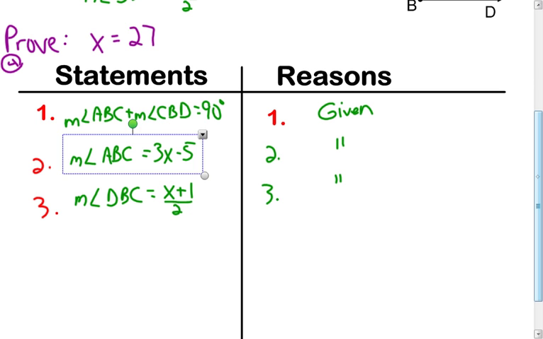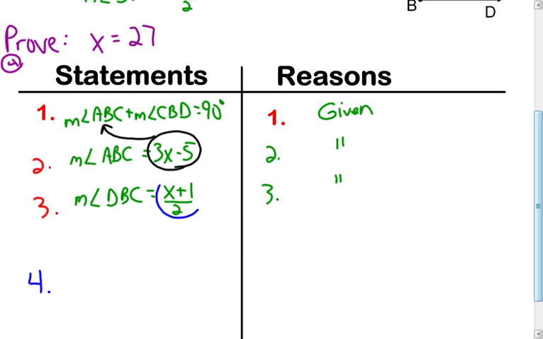Now from here, what I'm going to do in my statement 4, I'm going to take everything from here, and I'm going to put it right there. Because it's the measure of angle ABC. Well, it tells us the measure of angle ABC, so I'm going to put it there. And I'm also going to take all of this, the measure of angle DBC, and I'm going to put it right there. Because angle CBD or angle DBC, those are the same thing, so I can replace that.